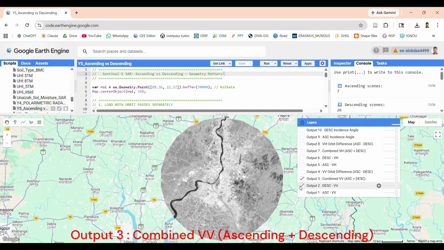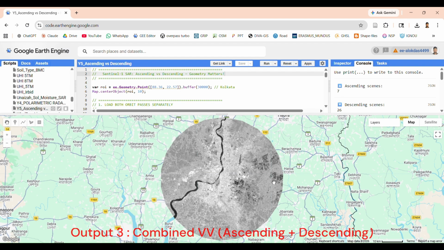In output 3, combined VV. Both ascending and descending are merged, and as a result, the image looks more balanced. Missing details from one orbit are filled by the other, giving a more complete picture.